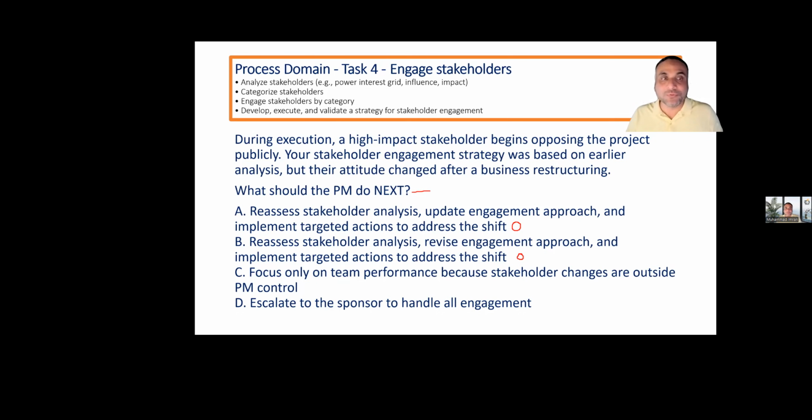Focus only on team performance because stakeholder changes are outside PM control. It has to be controlled by you. So it is going against our learning. Escalate to the sponsor. We know that the PM is responsible for stakeholder engagement. So C and D are out. So from A and B, which answer will you select? The only difference is one word, update and revise. Just one word is different. Everything else is the same.